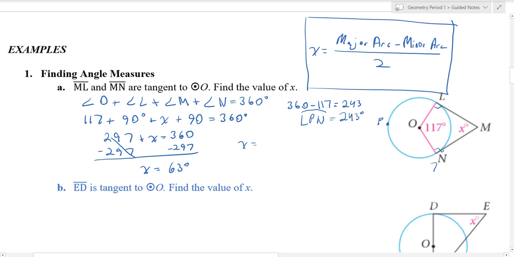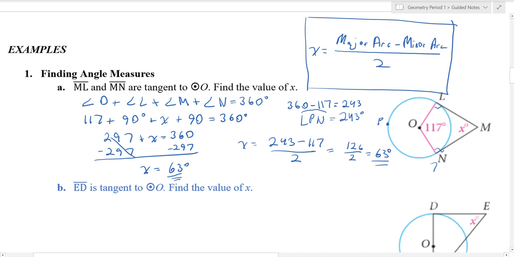Okay, so now we plug that in. So we have 243 degrees minus the minor arc. The minor arc is 117. And we're going to divide that by 2. So we come over here and we say 243 minus 117 happens to be 126. Divide that by 2, and that comes out to be 63 degrees as well. So we have 63 degrees here, 63 degrees right here.